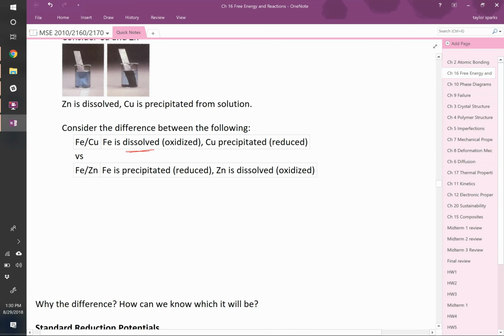But if you take iron and zinc, no longer copper, this time the zinc gets dissolved. So what's the difference? How do we know which one will be dissolved and which one's going to get plated? Because here we had 2 examples where iron's in both of them, and in one case it's the one that's dissolved, in the other case it's the other one. You have to have what's called a standard reduction potential to figure it out.